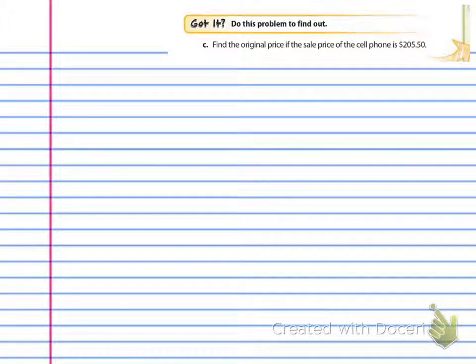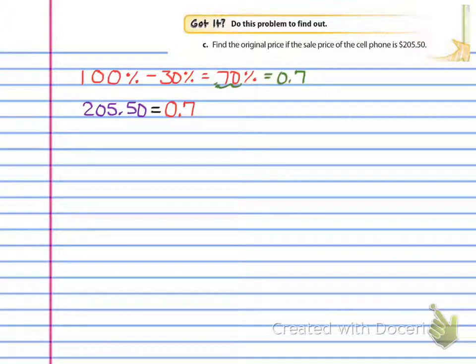All right, so now I want you to go ahead and pause the video, and you want to start the find the original price if the sale price of the cell phone is $205.50. So you're going to use the same scenario as we did in this last problem, which means it was 30% off, but then now you're going to do the sale price being $205.50.